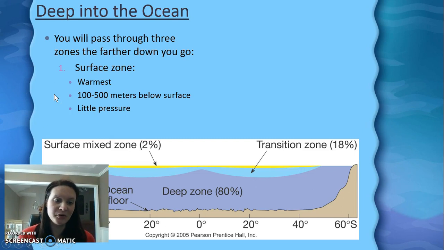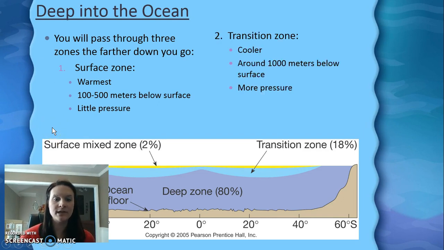The first zone that you would be in, wherever you swim, if you have swum in the ocean, you have swum in the surface zone. This is the warmest of all of the zones. It spans sometimes 100 to even 500 meters below the surface. And you're going to have very little pressure. It's easier for you to survive. The crushing weight of the water is not pushing that hard on you because you're still so near the surface.